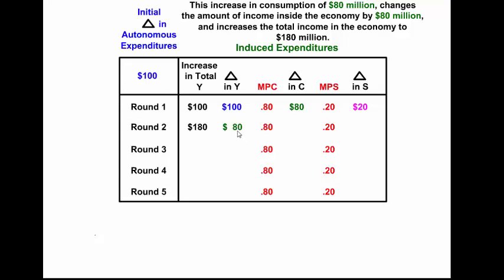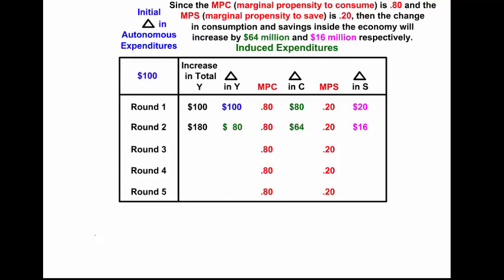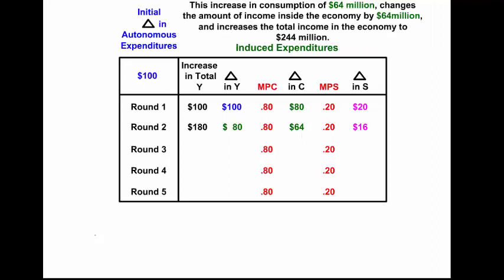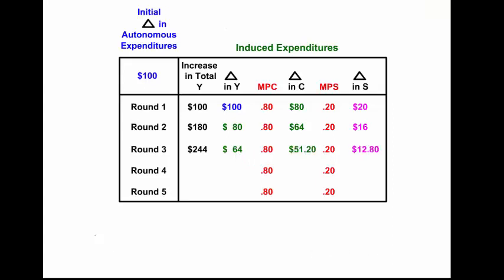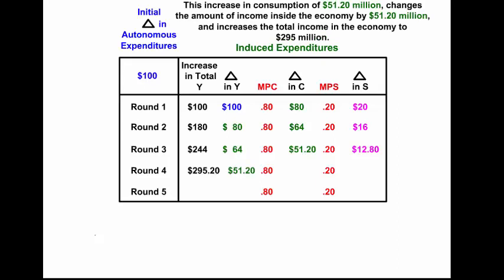You know that if there's a change in income of 80, for each additional dollar, 80 cents on each dollar is consumed and 20 cents on each additional dollar is saved. And so we know that the change in consumption is 64 and the change in savings is 16. So now there's an increase in total income of $64 for a total now of $244. And then for each additional dollar, 80 cents on each dollar is consumed, 20 cents on each additional dollar is saved, and the process continues. And so you can stop the video at any time you want to read each situation that occurs.